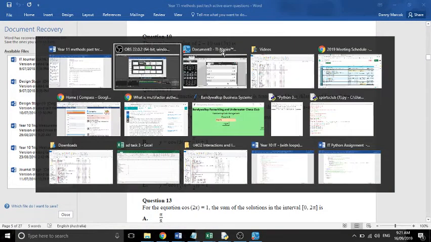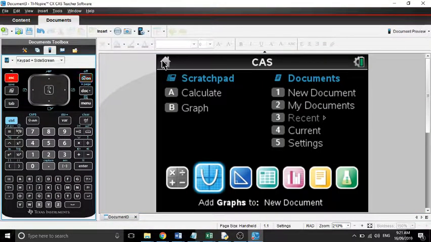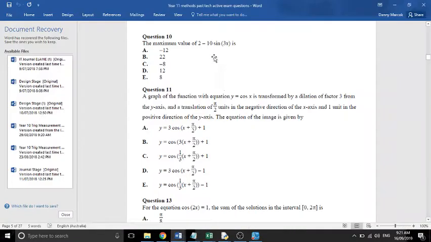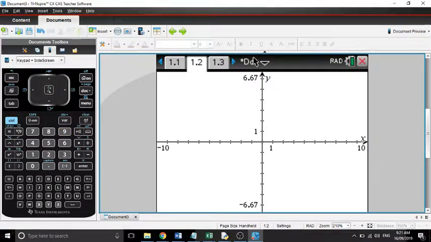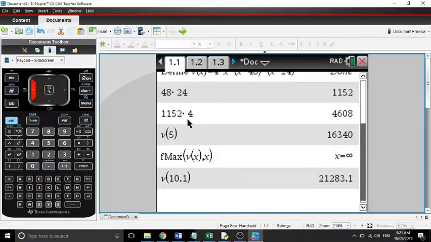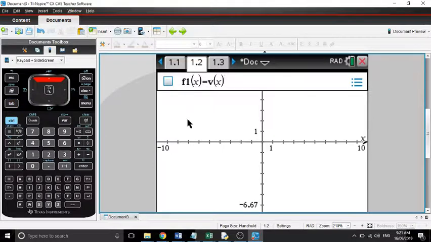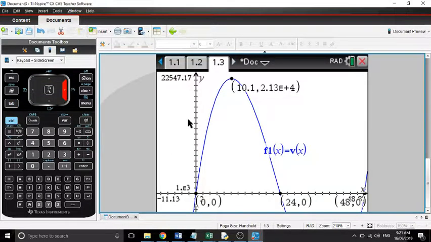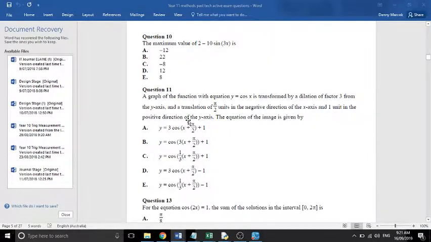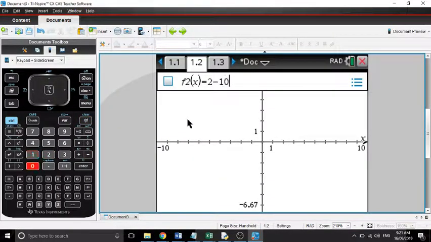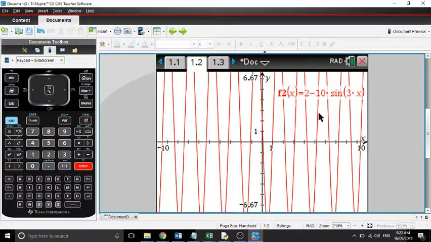So let's go to CAS. I'm going to sketch it from -2. So 2 minus 10 sine of 3x. Open sine, open bracket, 3x. And that's what I've got there.